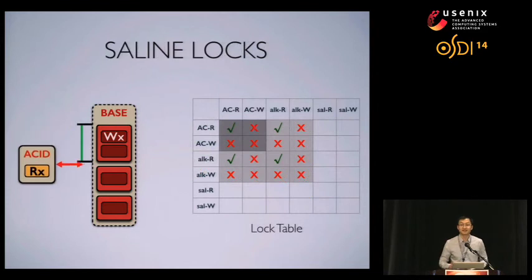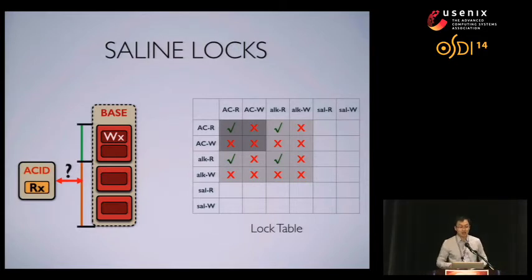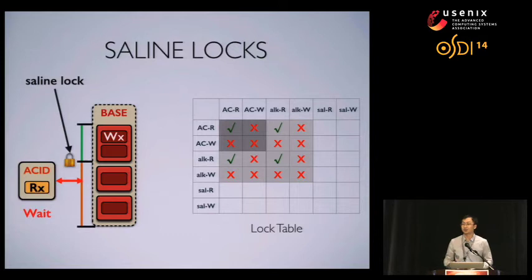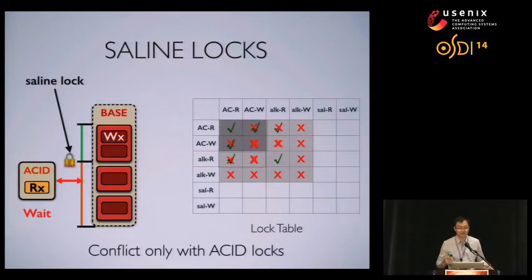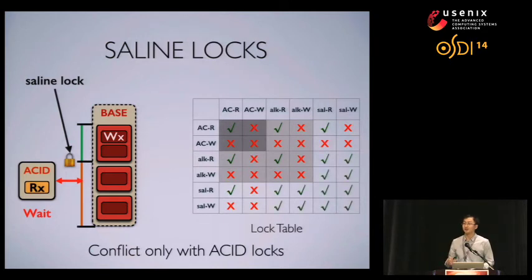But how do we protect the states that are generated after the alkaline transaction commits? Well, in SORT, after the alkaline transaction commits, we downgrade the alkaline lock to a saline lock. The mission of the saline lock is to make such states invisible to ACID transactions, but accessible to base transactions. That's why the saline lock only conflicts with ACID locks, but is compatible with both saline locks and alkaline locks.